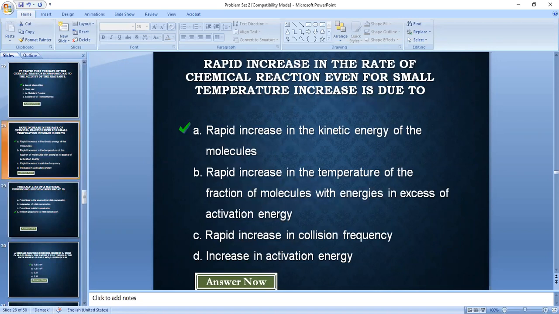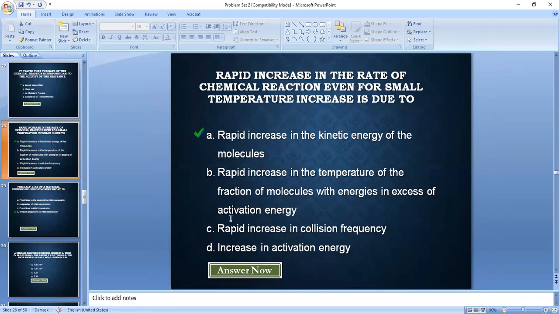The rapid increase in the rate of a chemical reaction, even for a small temperature increase, is due to, so you have four statements there to choose from. Rapid increase in the kinetic energy of molecules. Rapid increase in the temperature of the fraction of molecules with energies in excess of activation energy. Rapid increase in collision frequency. And increase in activation energy. All the statements seem to be correct, but the best one is letter A.